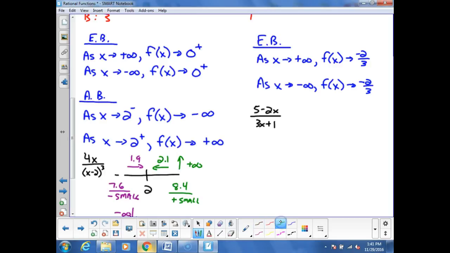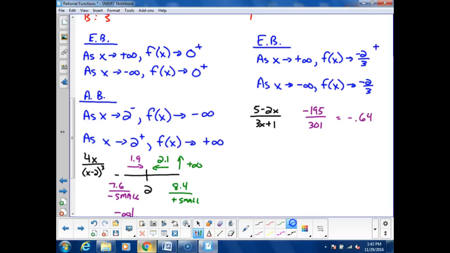If I pick a hundo, that's going to be 5 minus 200, which is negative 195, over 300 plus 1, which is 301. I just picked 100 and substituted x in. So that's going to be negative 195 divided by 301, which is negative 0.64, which is on the above side of negative 0.66. Because 2/3 is negative 0.6 repeating, so this is coming in from above.